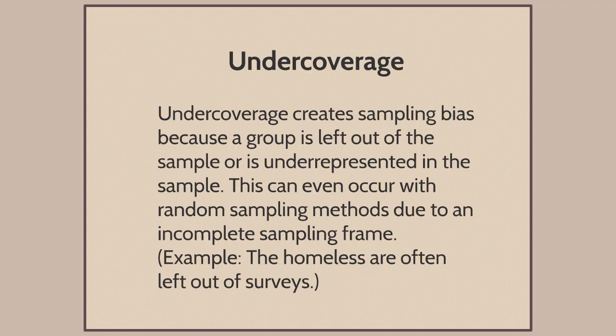Undercoverage is certainly going to be a problem with a voluntary response sample because there are certain types of people that are never going to voluntarily reply when they're asked to answer a survey that they don't have to answer. So when a group is left out of the sample or is underrepresented in the sample, this can create undercoverage. If I were to use a convenient sample of graduate students, but my target is all university students, I'm certainly going to have undercoverage.